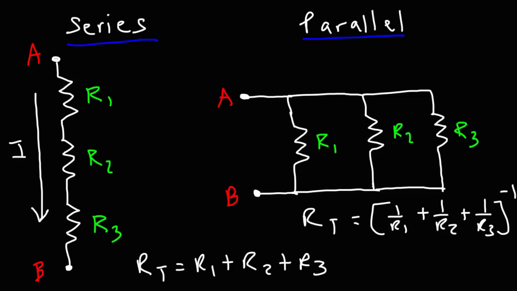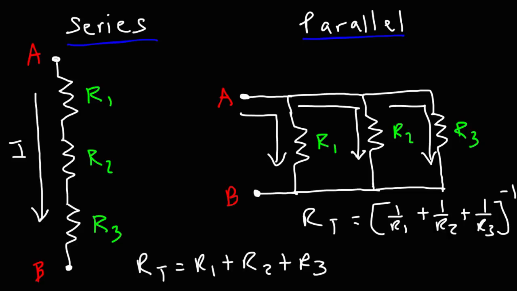In a parallel circuit, there are multiple paths for the current to flow. Going from A to B, the current can flow through R1, it can flow through R2, and it can flow through R3. And so that can help you to distinguish whether two components are connected in series or in parallel. If there's only one path for the current to flow, it's connected in series. If there are multiple paths for the current to flow, it's connected in parallel.